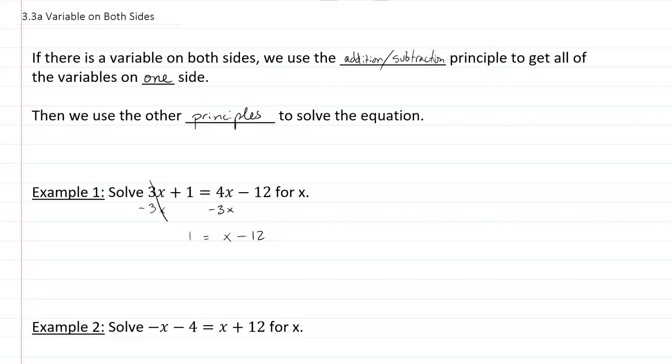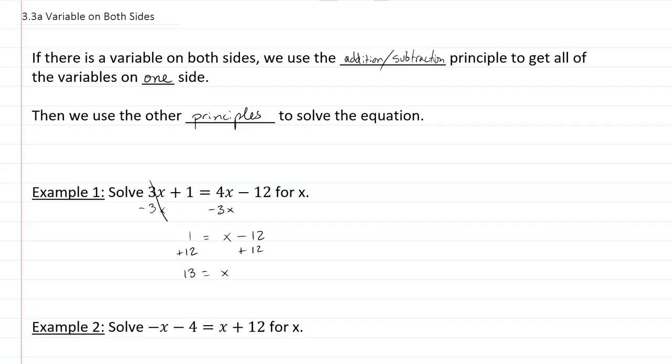It's good practice to write the next step in the equation right below so that you can follow an equation as you go along. So if you were to ever look back on your work, you could immediately see which step you did every line you go down the page. So from here, we can see that we have to employ the addition principle to get x by itself. We have to add 12 to both sides. Once we do that, we have 13 equals x.